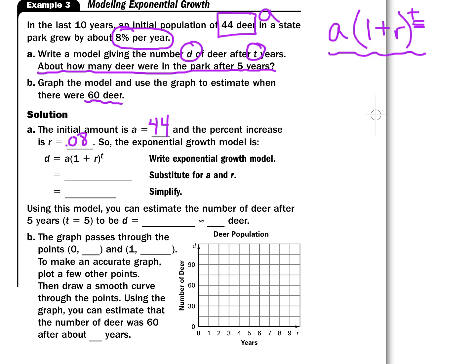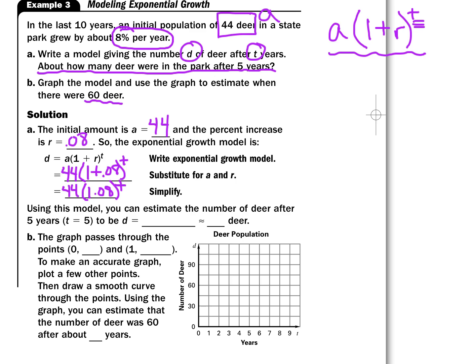If I plug everything in, I'm just going to substitute in for A and r. So A is 44 times the quantity 1 plus 0.08 raised to the t power. Remember, I'm keeping t generic because I'm writing the model for it. So 44 doesn't change, times the quantity 1 plus 0.08, which is just 1.08, raised to the t power.